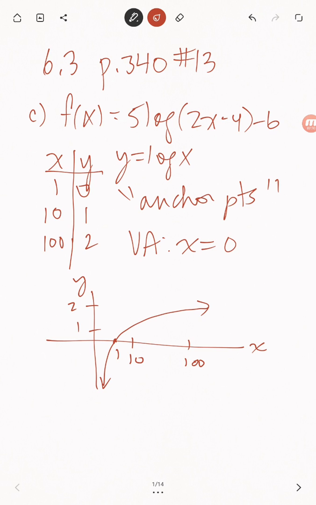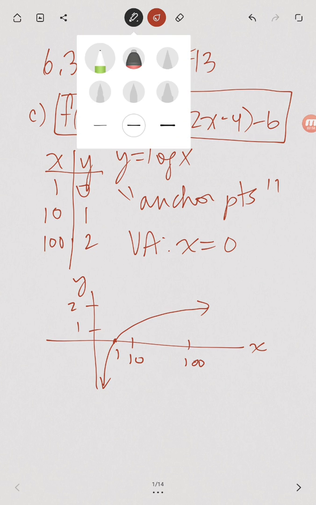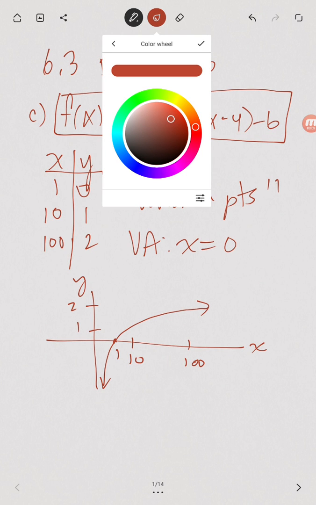Now we want to transform this into the graph that we've been given, and so I'm going to do it with a mapping notation. Before I go ahead and do that, there's something that is very important that we need to remember to do before we look at what our transformations actually are.